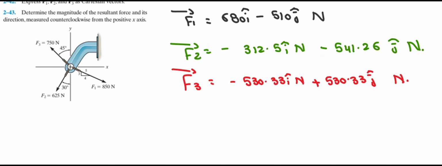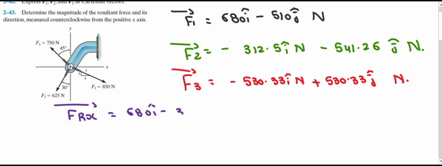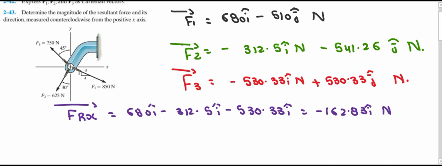For that we are going to add all the x components together, that is FRx, and after that all the y components together, that is FRy. So for FRx we add all the x components: 680 i cap, negative 312.5 i cap, negative 530.33 i cap. So FRx is equal to negative 162.83 i cap Newton. This is basically the value of FRx.